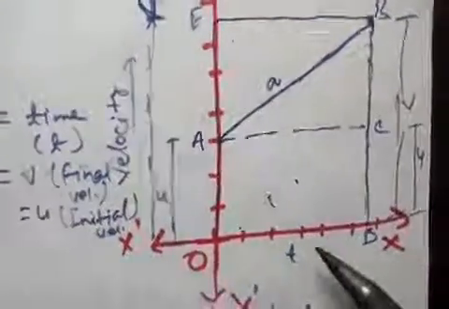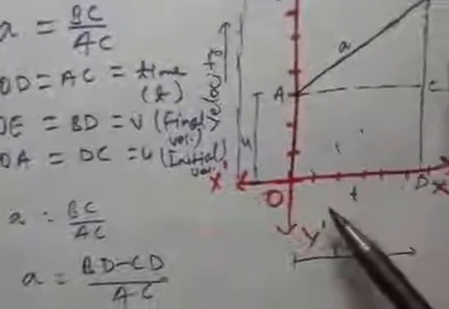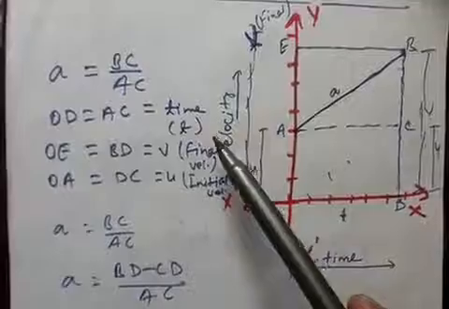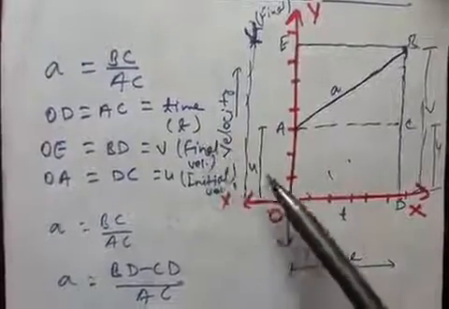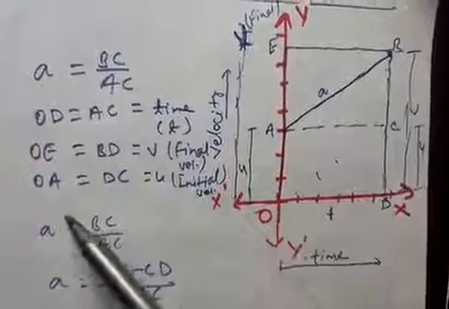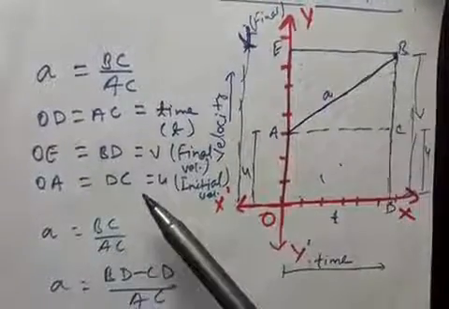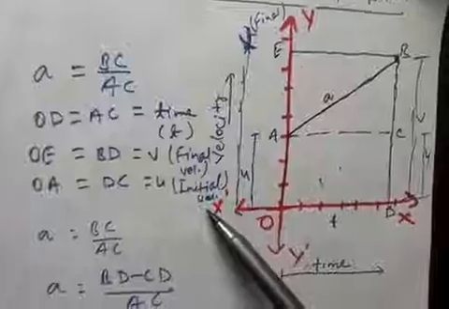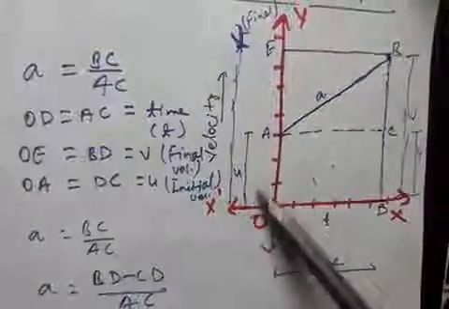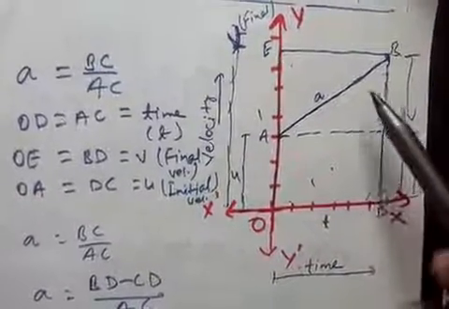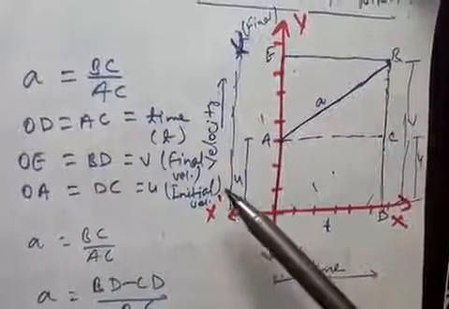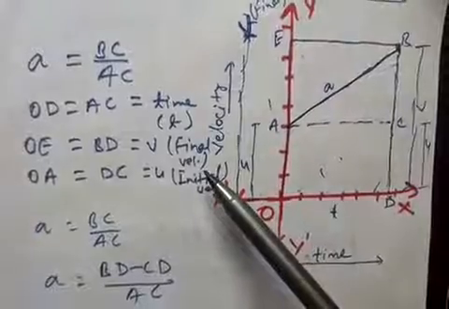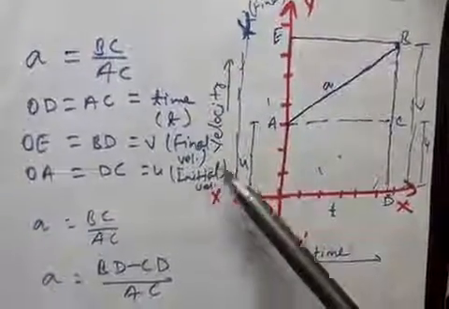So from the graph we have collected some information. OD must be equal to AC, that is time, that is t. OA must be equal to CD, that is u for initial velocity, that was at the start. And OE is equal to DB or BD, that is equal to v for final velocity, that was after some time from the start of the journey.